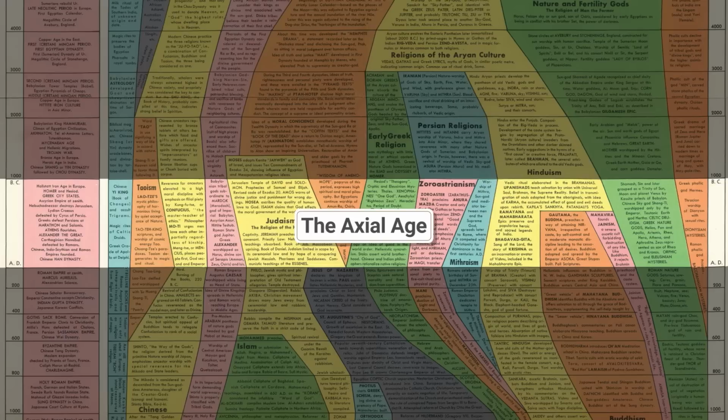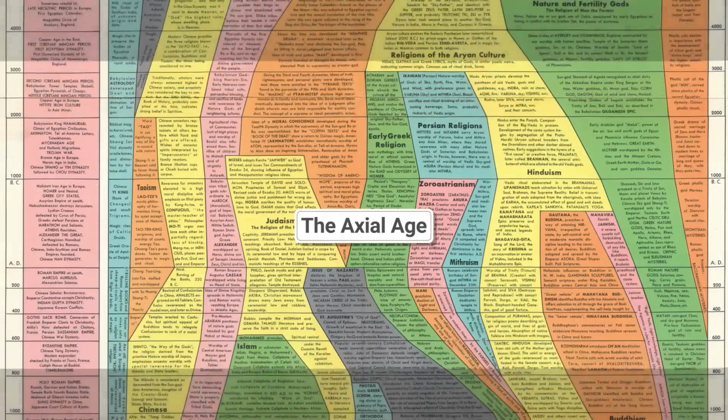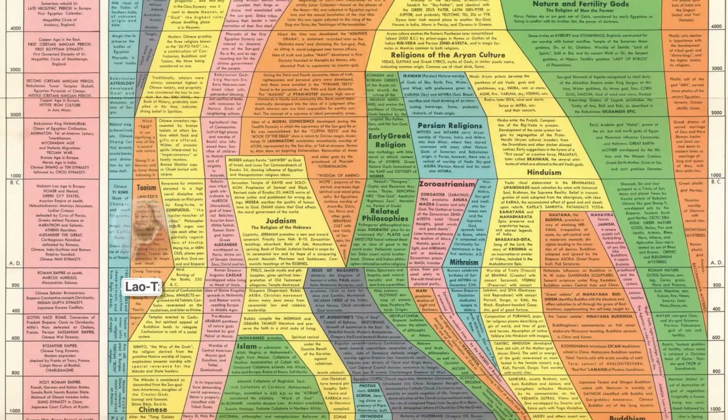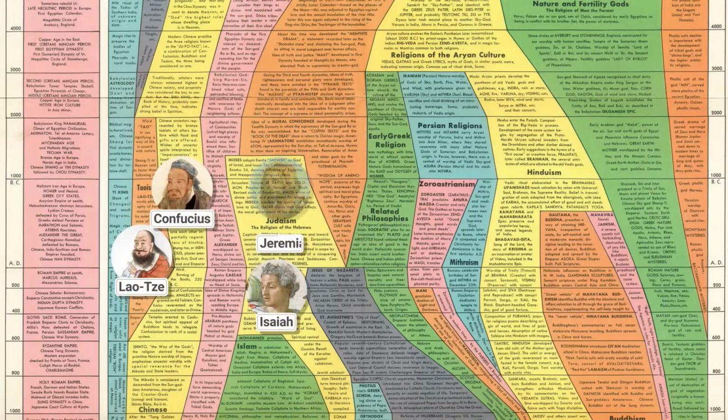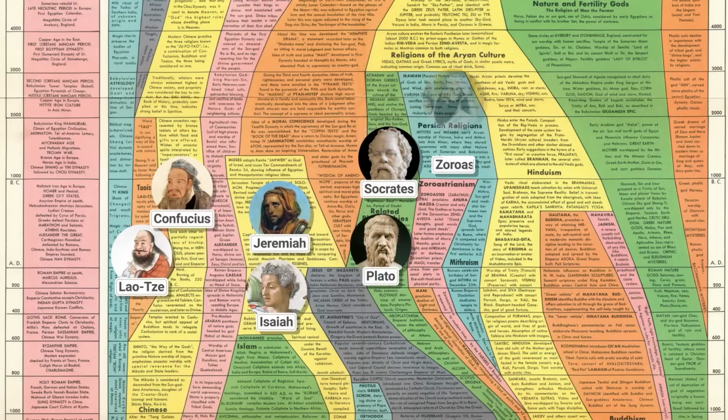The fascinating thing about the axial age is that religious change occurred in many different places, pretty much simultaneously, but as far as we know, also independently from one another. So around the same time, we get Lao Tse and Confucius in China, Isaiah and Jeremiah in Judea, Socrates and Plato in Greece, Zoroaster in Persia, and the Buddha in India.